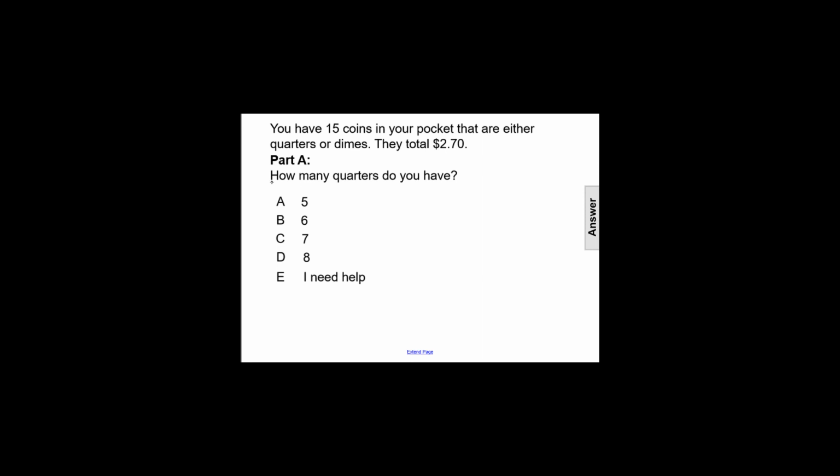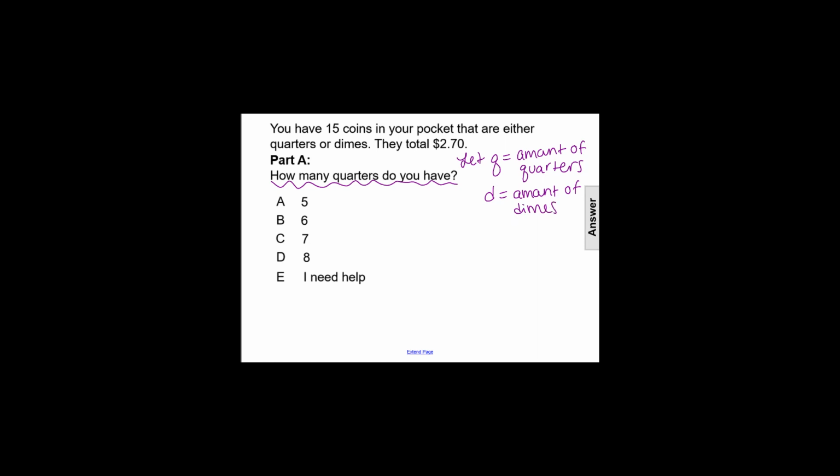The question is asking how many quarters do you have? So we need one of our variables to be that unknown. We'll let Q equal the amount of quarters that you have. Now we need to define two variables. What's the other amount of a coin that you have? Well, we're told we also have dimes. So let's let D equal the amount of dimes, since that's our other unknown.